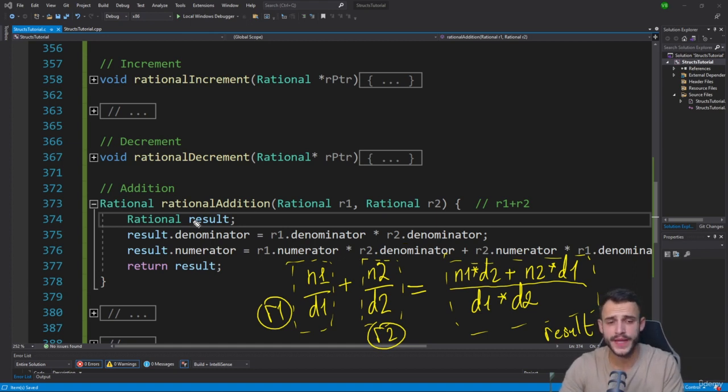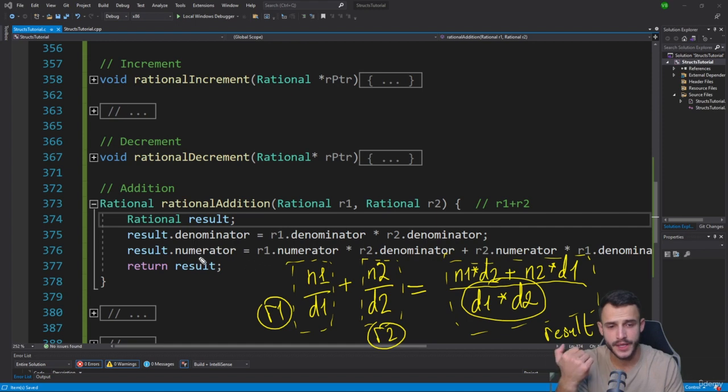Okay, so we create a variable called result of rational type. This variable has fields, denominator and numerator. So we will calculate the result fields. Result.denominator will be equal to r1.denominator multiplied by r2.denominator. This is it. This is this part. And also we calculate the numerator.